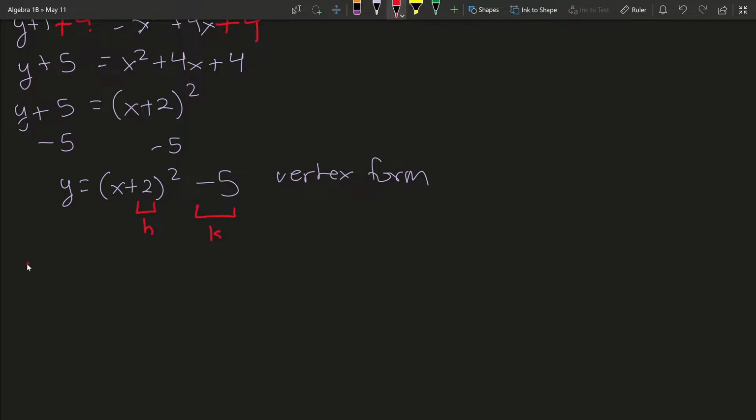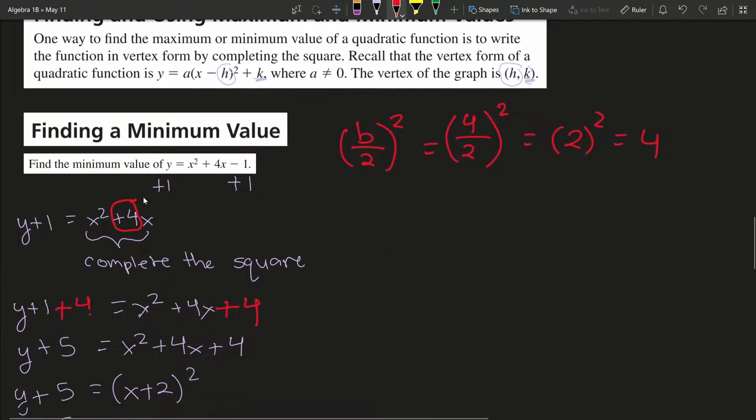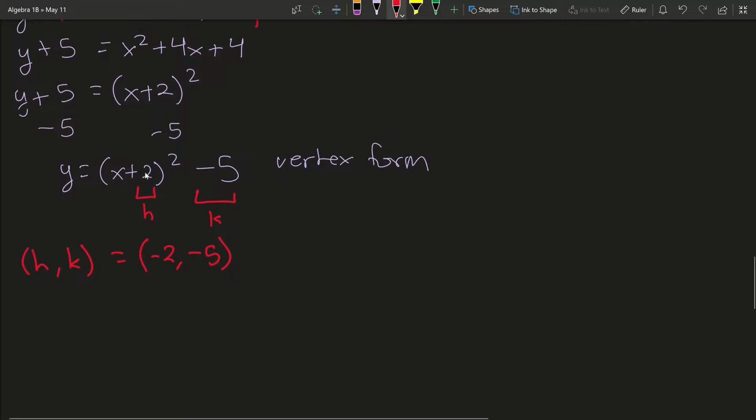So our vertex form is h, comma, k, which means it's negative 2, comma, negative 5. So since, remember, the vertex form is negative h, that means it's going to be negative 2, right? Because a negative times a negative is positive.